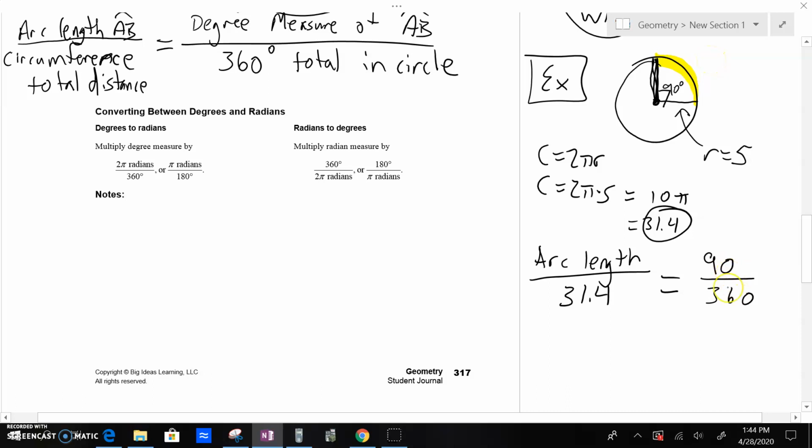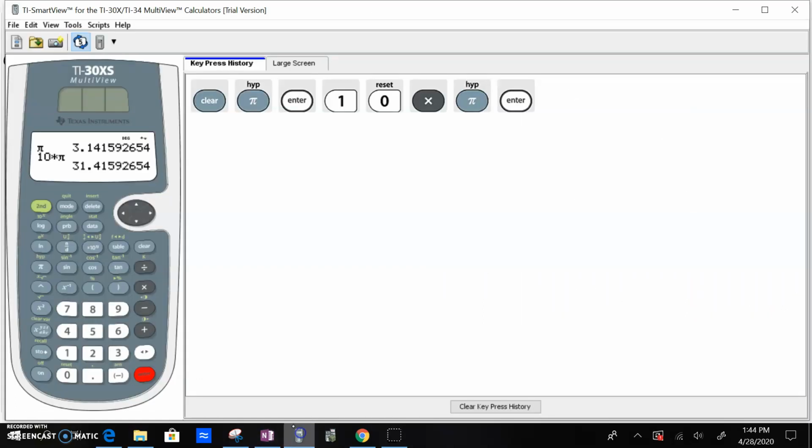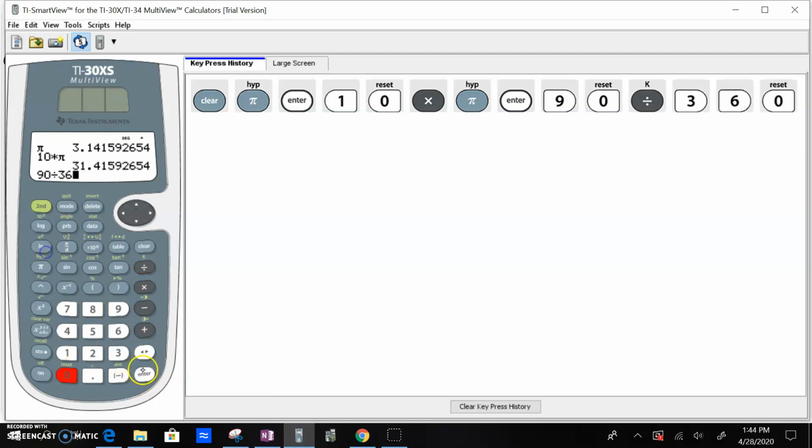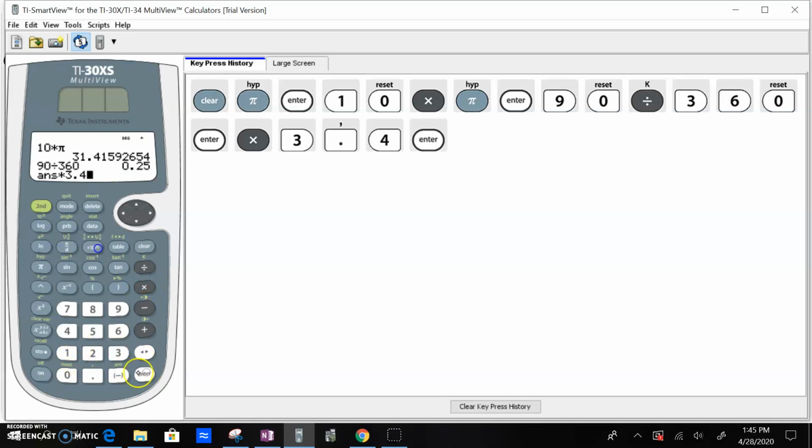90 divided by 360 is 1/4, or 0.25, which shouldn't be surprising. There are 4 of those in a circle, so that's 1/4 of a circle. To isolate or get arc length all by itself, I'm going to multiply both sides by the circumference. So I'm going to multiply both sides by 31.4. So again, 90 divided by 360 times 31.4. So let's go over here to the calculator. 90 divided by 360, hit enter. There's my 0.25, so 1/4 times 31.4.